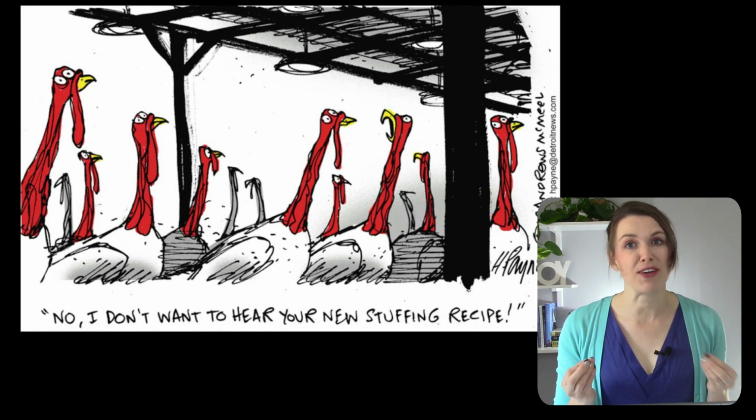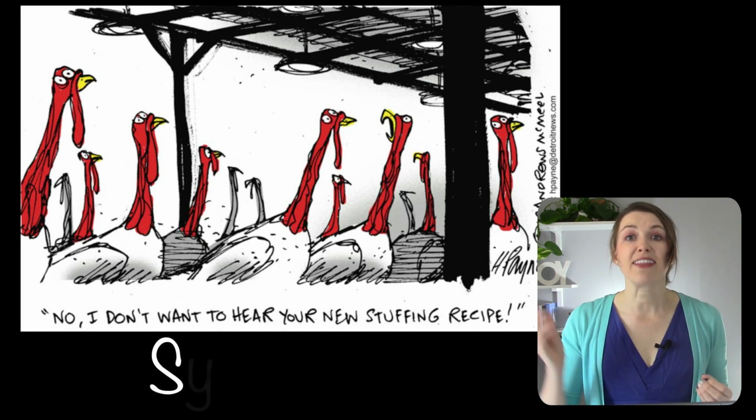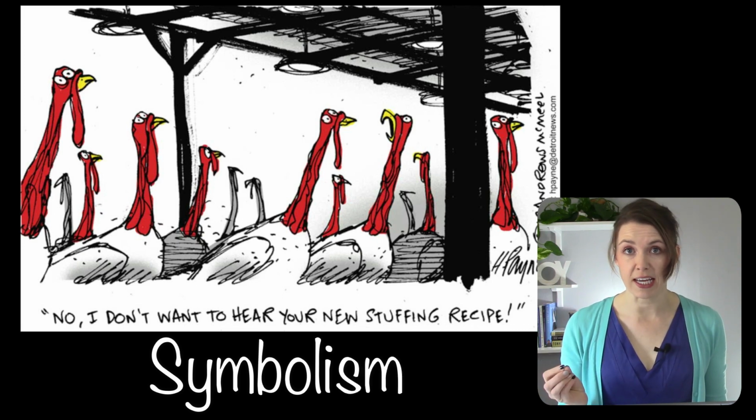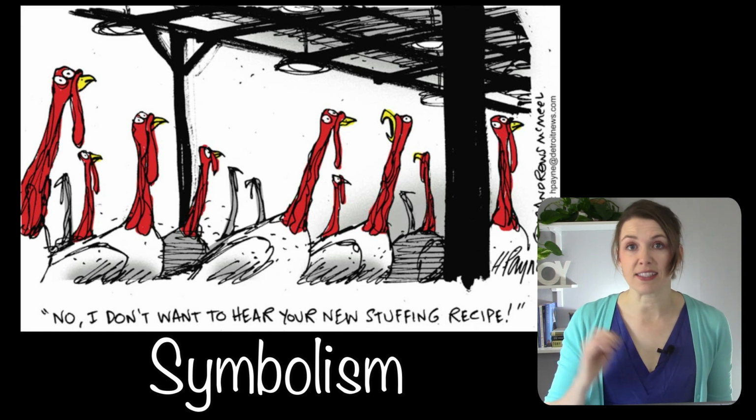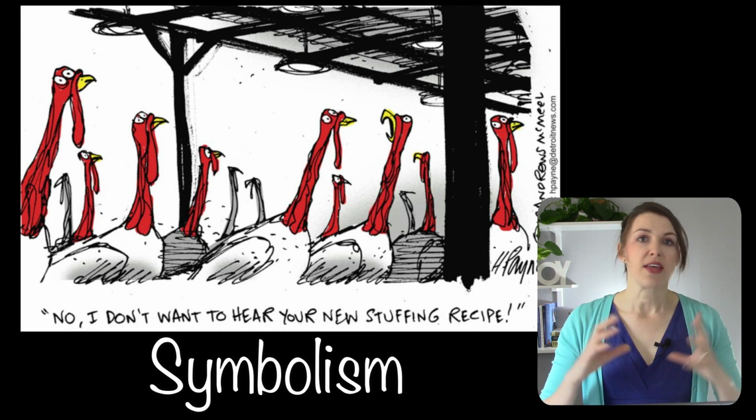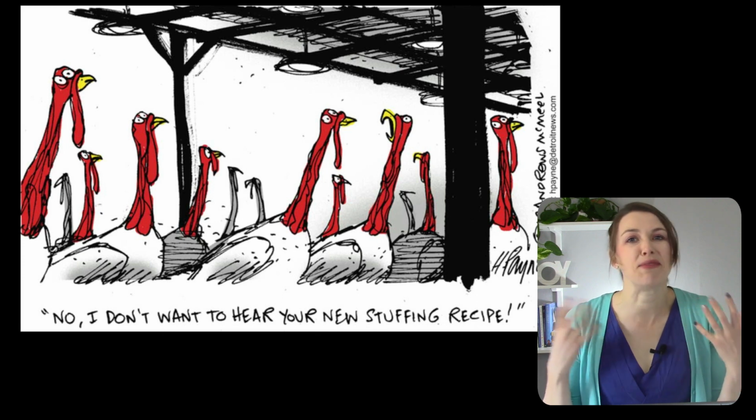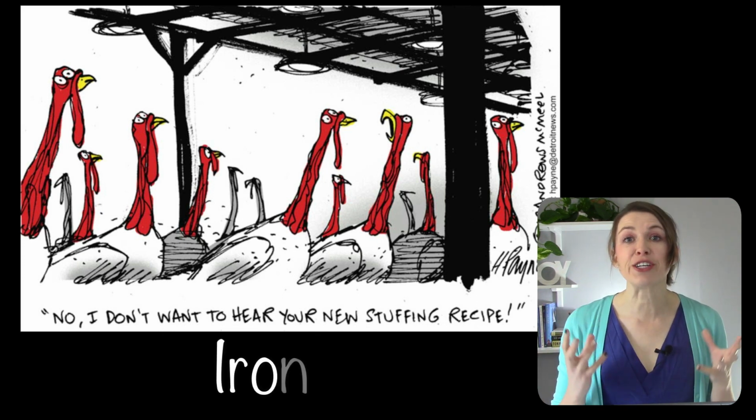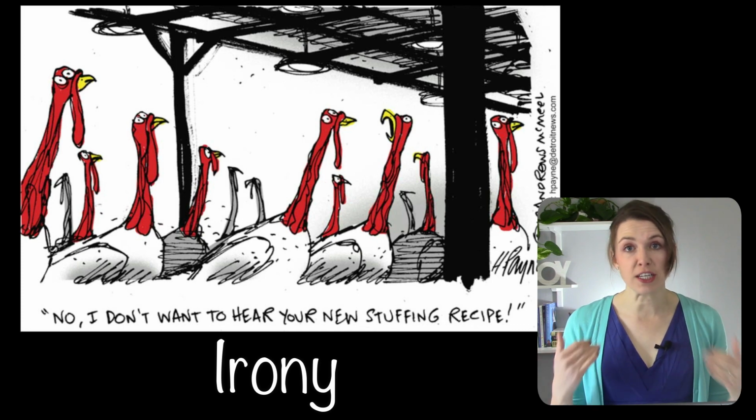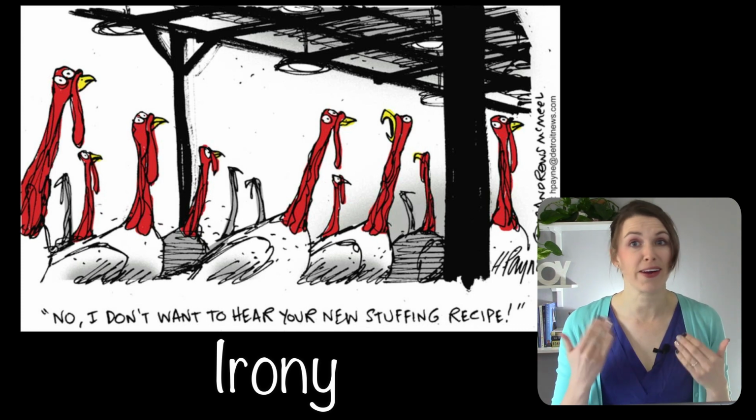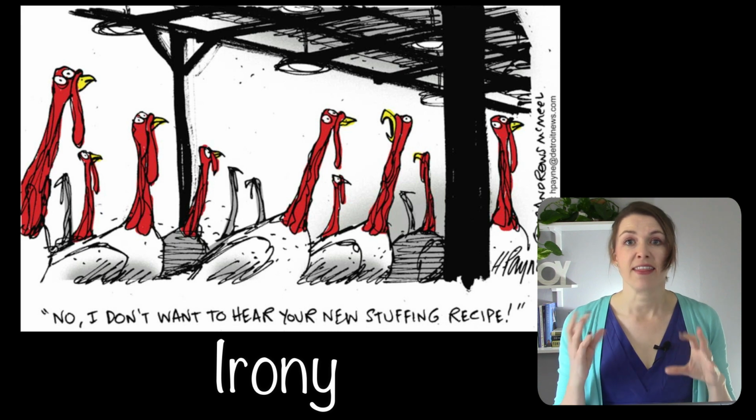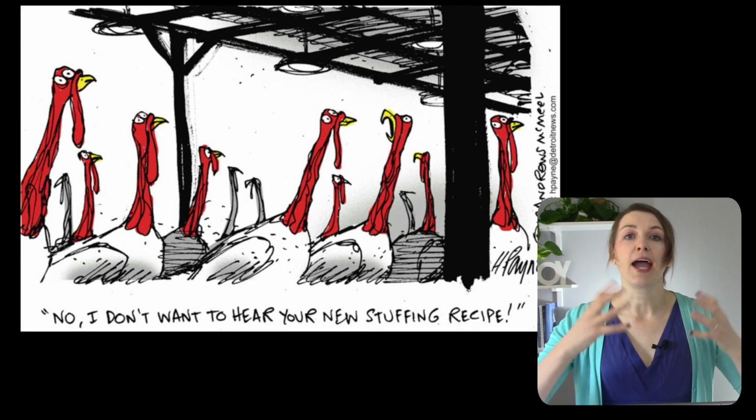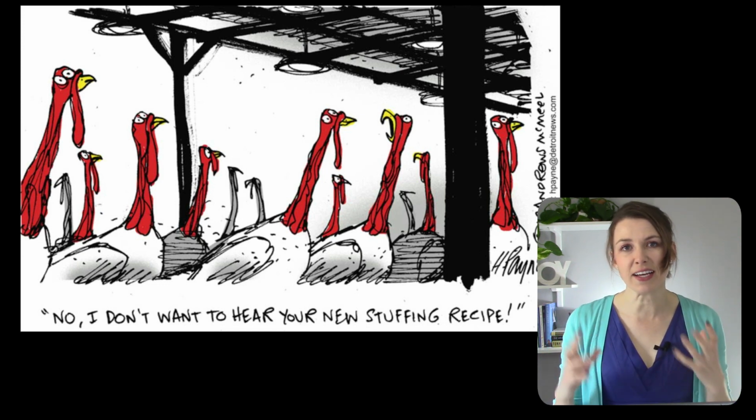So noting some of the figurative language that we just talked about, there's symbolism, right? If you live in the United States, the turkey is a symbol of Thanksgiving, right? And so this cartoon is from November. It's a sort of Thanksgiving cartoon. Now the irony in here is the reader knows that turkeys are eaten for Thanksgiving, and that stuffing or dressing is oftentimes put inside a turkey and baked in the oven. And so that's kind of why it's ironic.